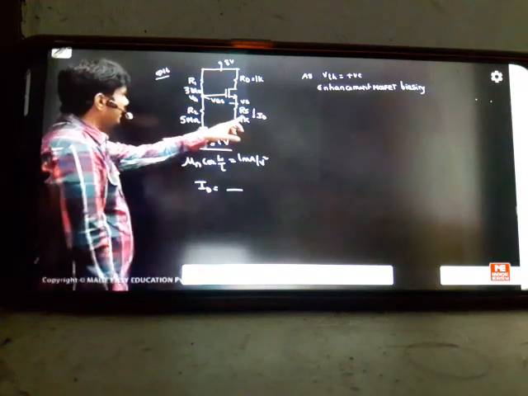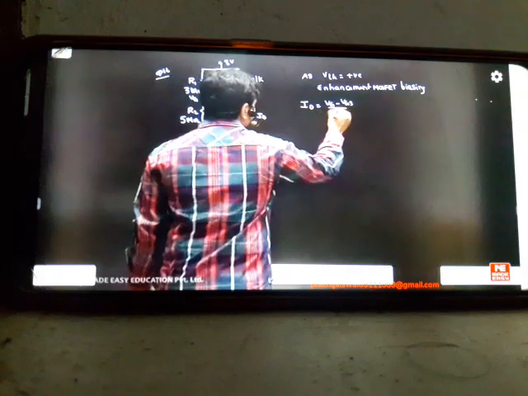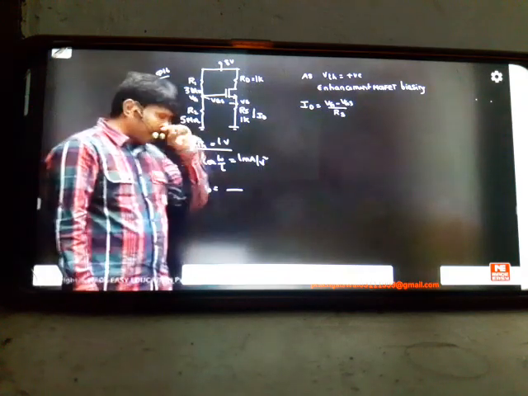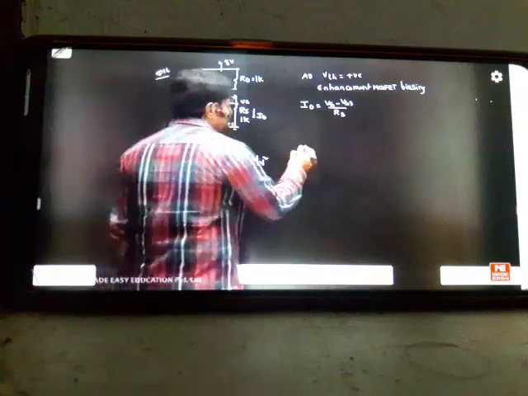First point. The next ID relation we have is ID equals VG minus VGS divided by RS. This is the knowledge we have. Seeing the board, we can write ID is nothing but VG minus VGS by RS. But in this question, he has not given VGS, and he has not given ID. Then what you do is apply this trick.